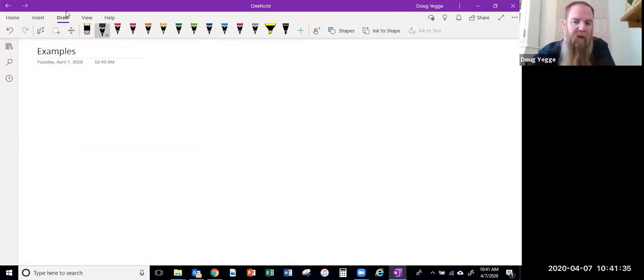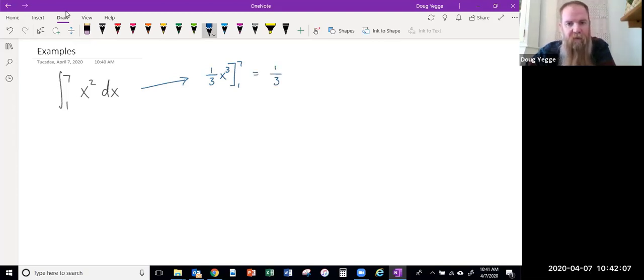Okay, we're going to find an integral from 1 to 7 of x squared dx. Obviously, really simple to do. You should go ahead and evaluate this by realizing that this is 1/3 x cubed evaluated from 1 to 7, which is going to be 1/3 times 7 cubed minus 1/3 times 1 cubed.